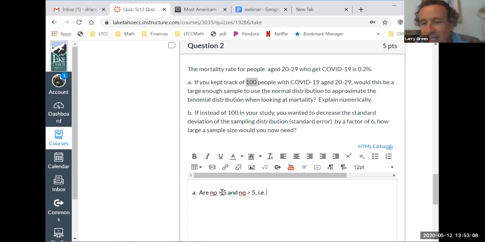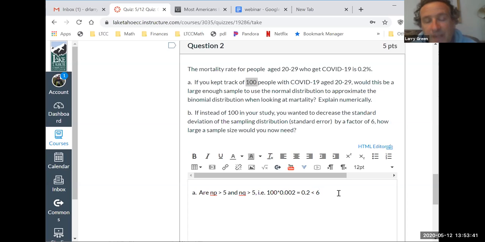That's supposed to be easy. Yeah, 100. What's P in this case? That's a little harder. It's not that bad, though. Yeah, it's 0.002, because 0.2% is 0.002. And NP is actually equal to 0.2. And that's certainly less than 5, okay?